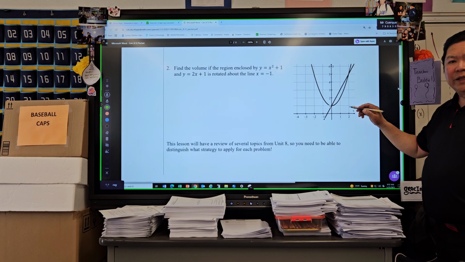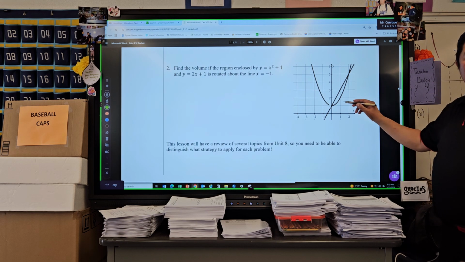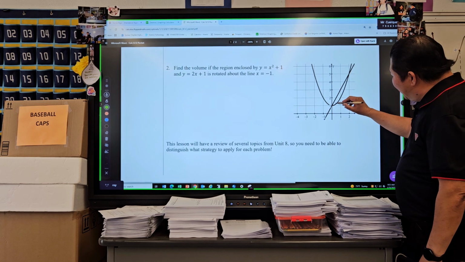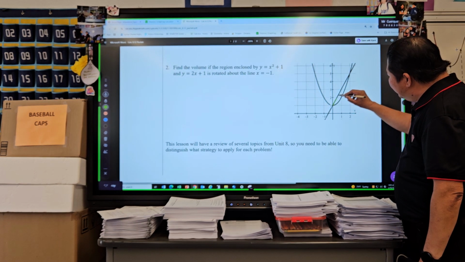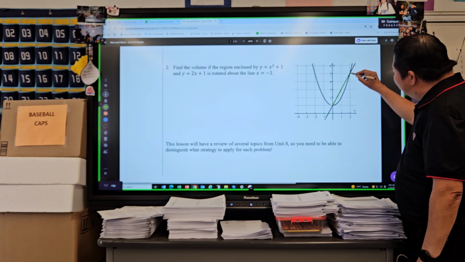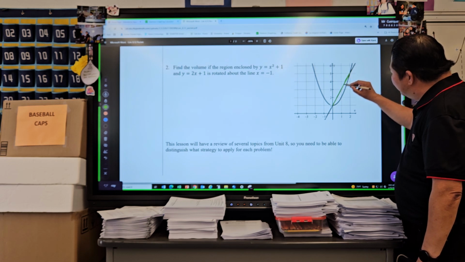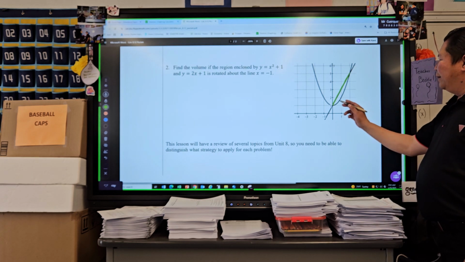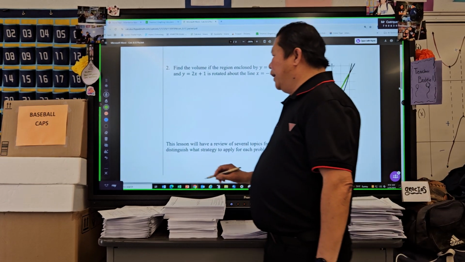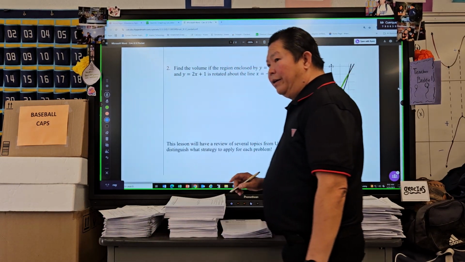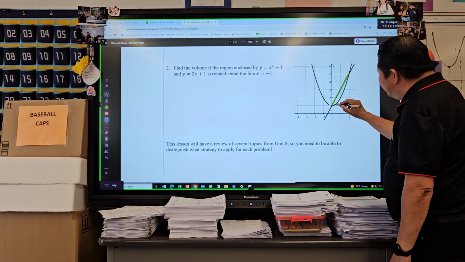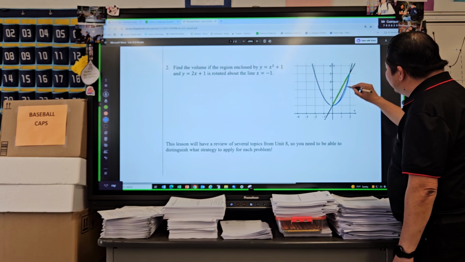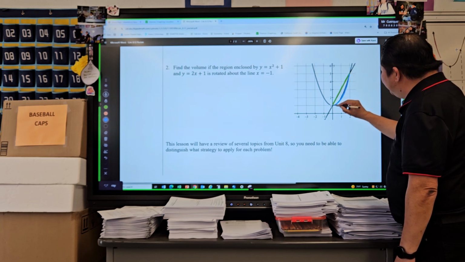But as I said, I'm just after the intersection of the 2 regions. So I'll have the green right here, and I'll make it bold. And then the parabola is blue. The parabola is blue. And where is the axis of revolution?